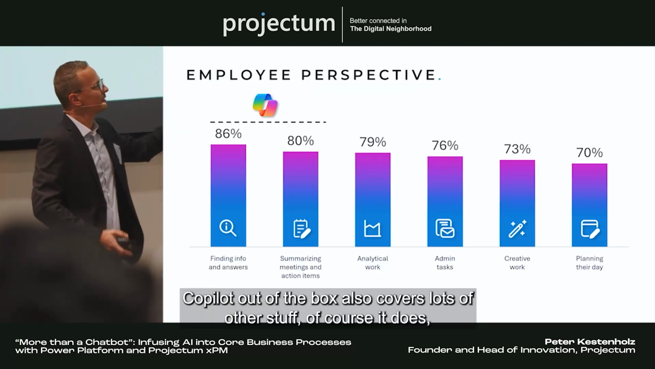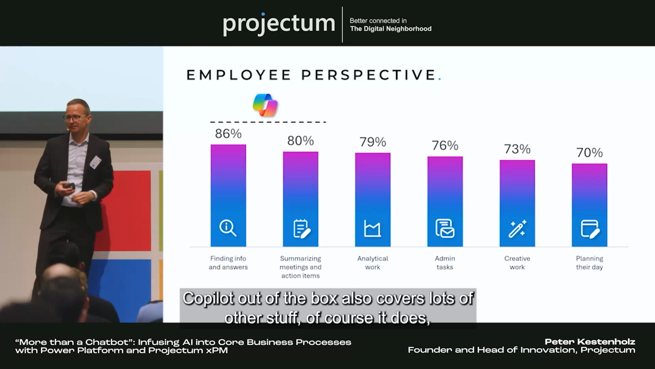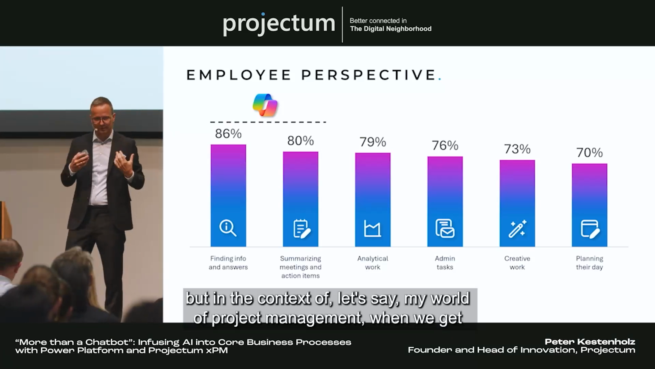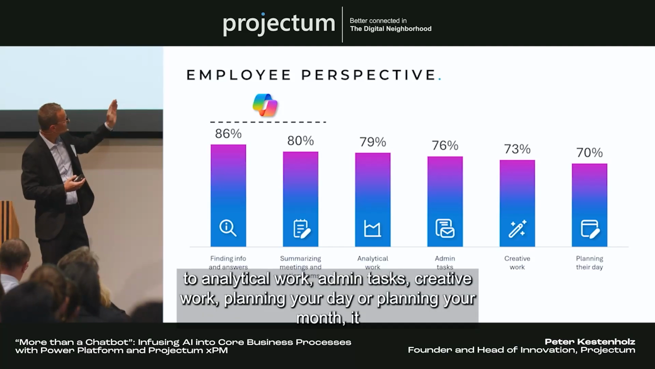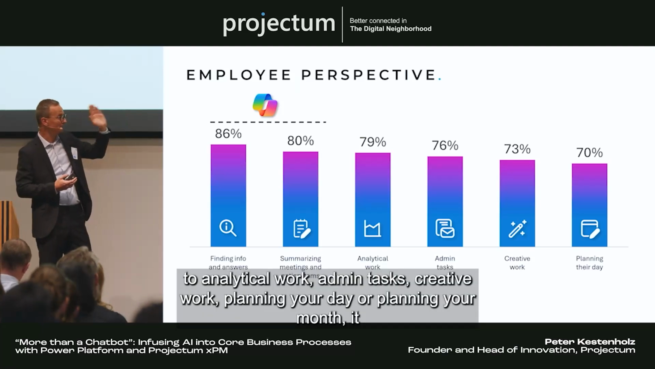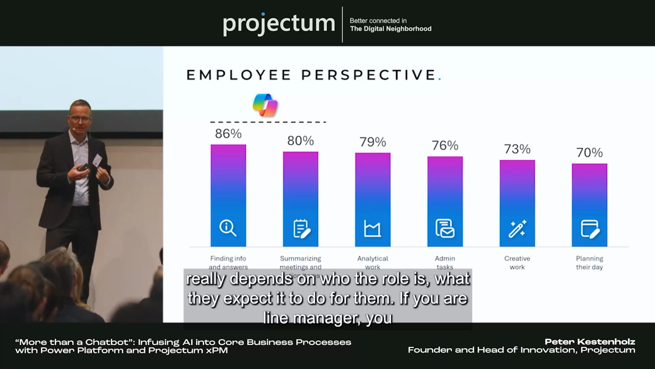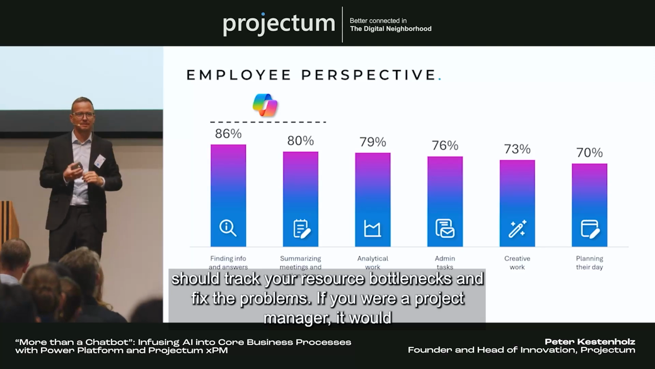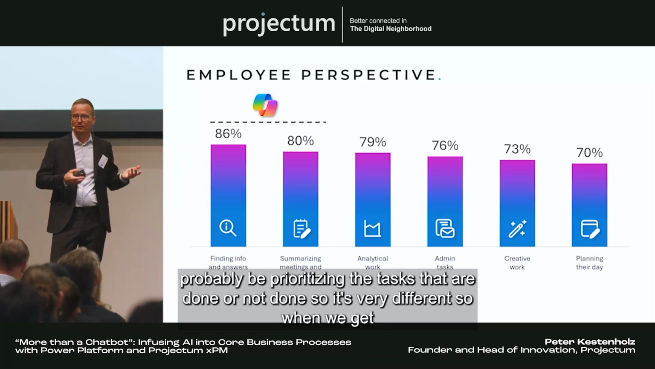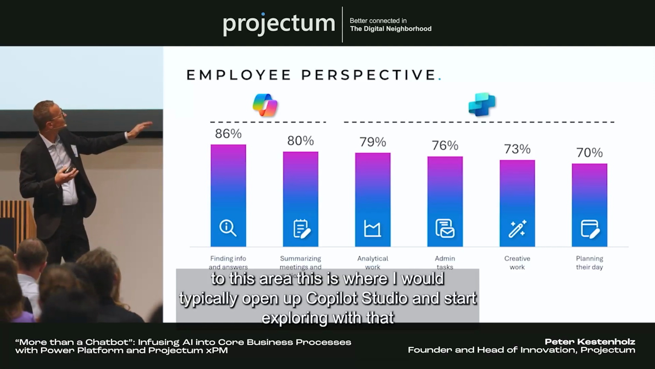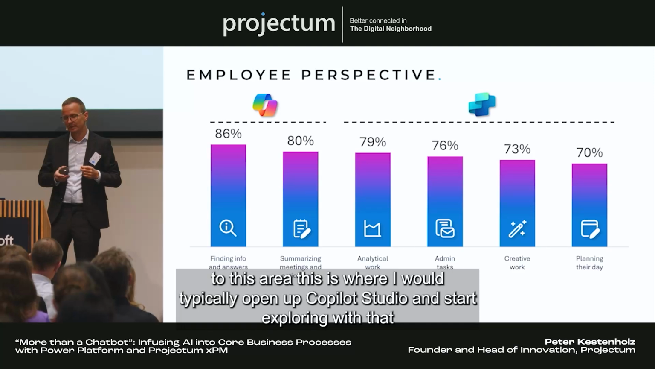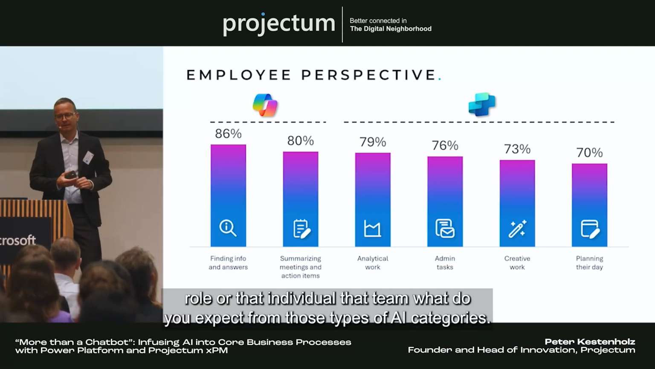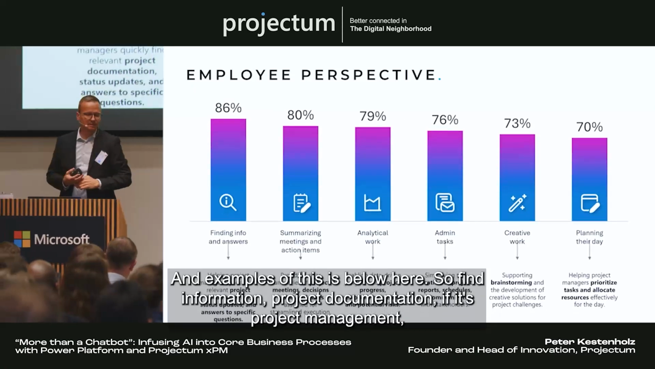Copilot out of the box also covers lots of other stuff. Of course it does. But in the context of, let's say, my world of project management, when we get to analytical work, admin tasks, creative work, planning your day or planning your month, it really depends on who the role is, what they expect it to do for them. If you are a line manager, you should track your resource bottlenecks and fix the problems. If you were a project manager, it would probably be prioritizing the tasks that are done or not done. So it's very different. So when we get to this area, this is where I would typically open up Copilot Studio and start exploring with that role or that individual, that team, what do you expect from those types of AI categories? And examples of this is below here.